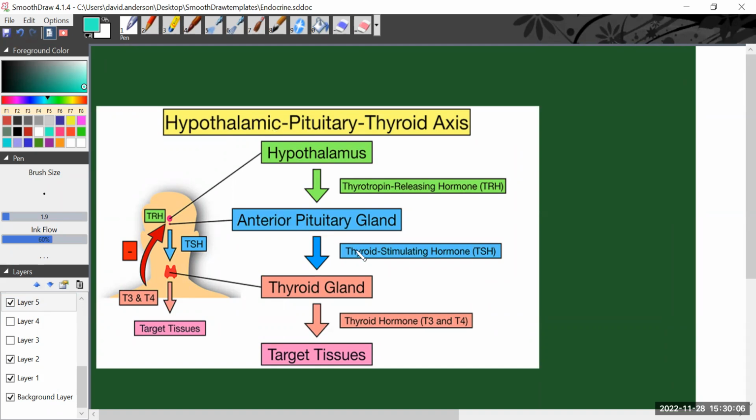It targets the anterior pituitary gland. Anterior releases TSH, and TSH targets the thyroid gland, makes the thyroid gland grow, and promotes the formation of the thyroid hormones, T3 and T4. And who remembers what the 3 and the 4 refer to?